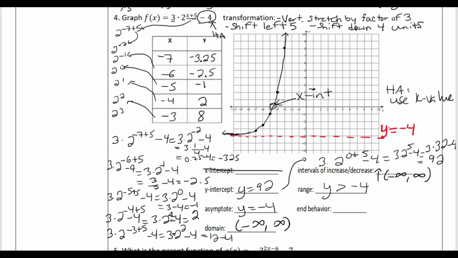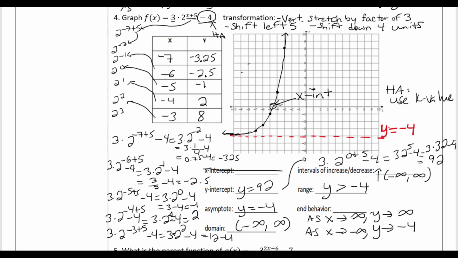For end behavior, as x gets bigger and bigger in the positive direction, the graph is going up and up. So it's going to +infinity. As x approaches -infinity, so as x is going to the left, then y is approaching -4. It is approaching the red. Okay, I'm going to erase that.